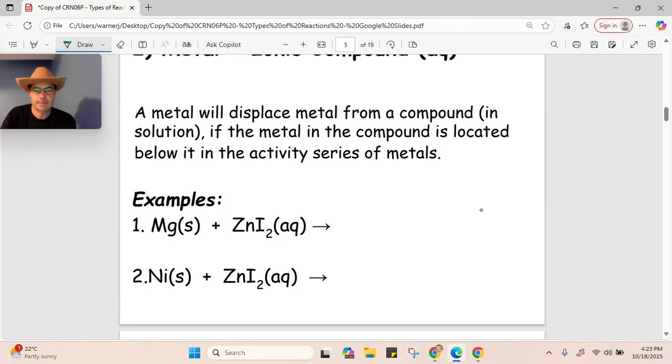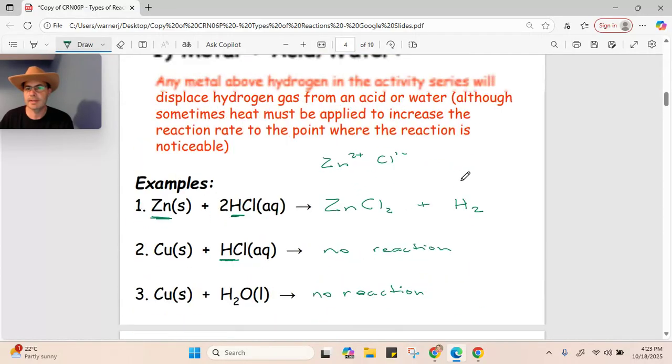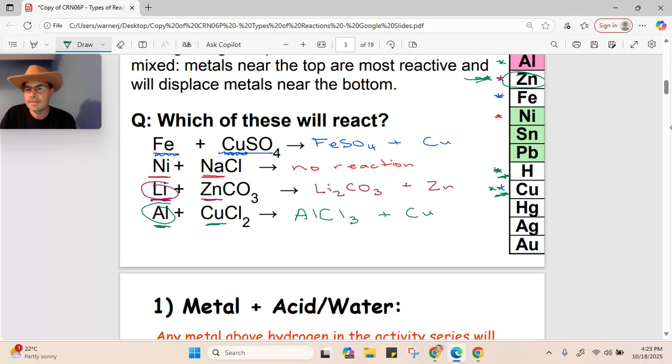So if magnesium's more reactive, it doesn't want to exist by itself. So we're going to form magnesium iodide, and we're going to get zinc solid formed, right? So again, these are just more examples of how we use this activity series. Next one's nickel compared to zinc, right? So if we look at that, nickel is actually below zinc, right? So there's nickel, and zinc is higher.